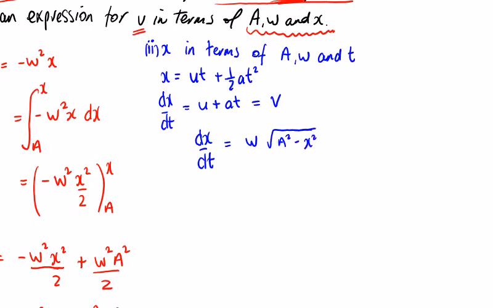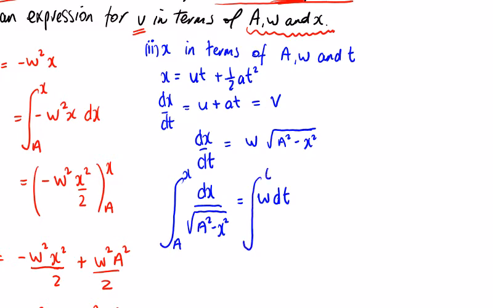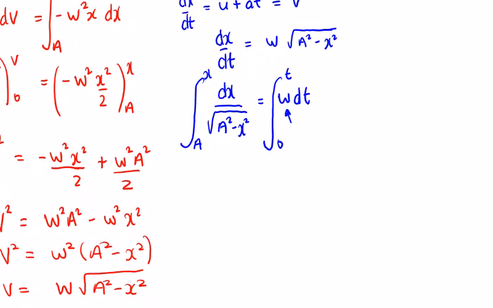And we want x on its own. So we're going to divide across by the square root of a squared minus x squared. I can leave the w there, it's just a constant, so it's equal to w dt. We're going to integrate both of these between x and a, since it started at a, and for time, it starts from rest, so between t and 0. If this w was a 5, we'd end up with 5t, so we're just going to end up with wt on the right hand side.